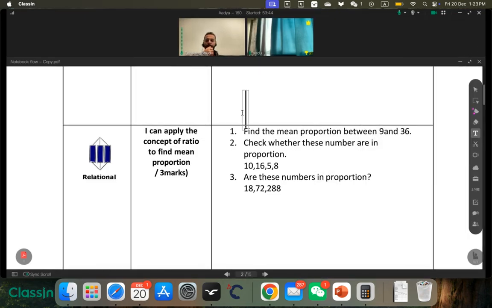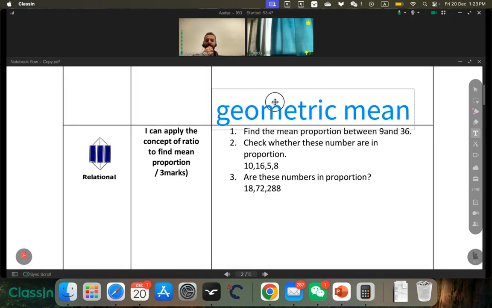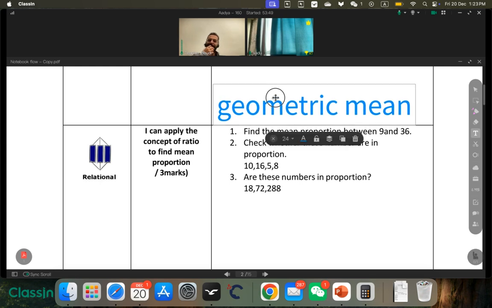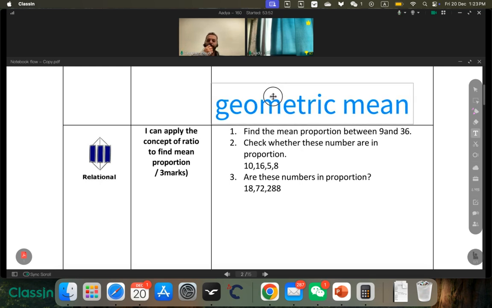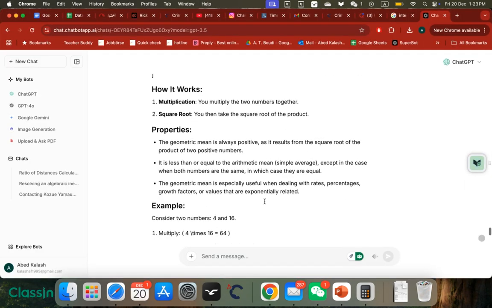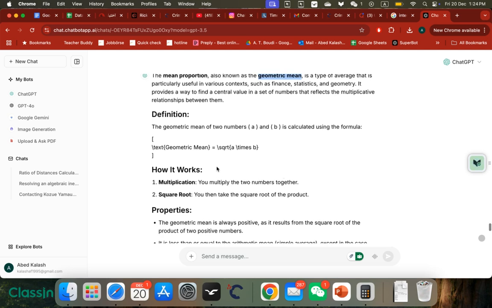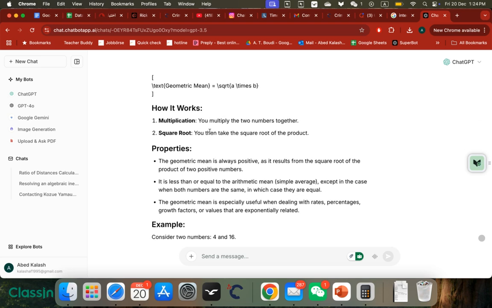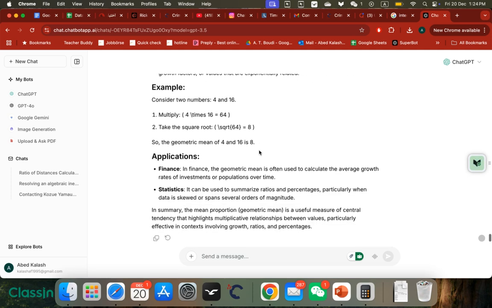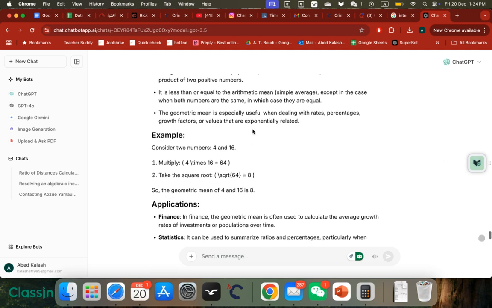So geometric mean is not the same as the mean. It's kind of similar. I'll explain. But a geometric mean has a very certain method of solving. A geometric mean or mean proportion of two numbers is calculated using a certain formula: square root of a times b. So you need to multiply the two numbers and then take the radical of them. Is this how your teacher explained it?